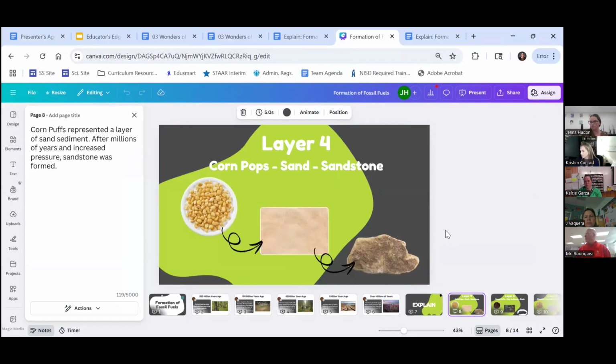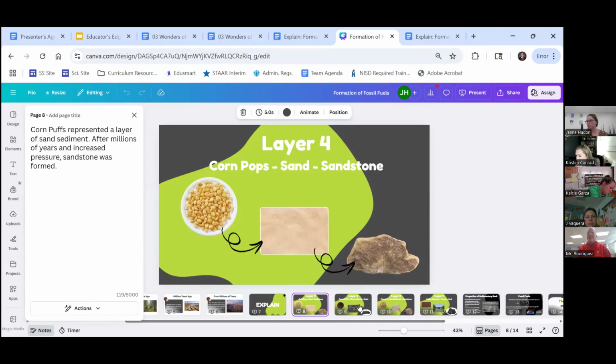Layer 4, you had your corn pops. We turned them into sand, and that could make sandstone. And then you would add that information to your notebook page. So as you can see here, off to the left-hand side in my notes, it gives me that information. So the corn puffs represented a layer of sand sediment, and after millions of years, sandstone was formed. Remember, you have examples of these rocks in your lab too. So that would be a perfect time to pass around examples of the sandstone so they can feel it and get their hands on it. So they have that real world experience with it.